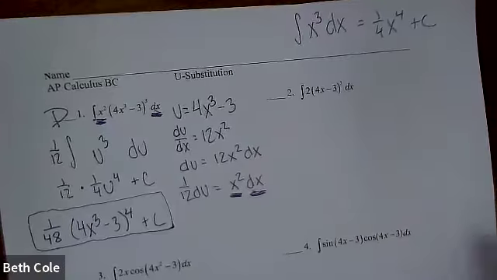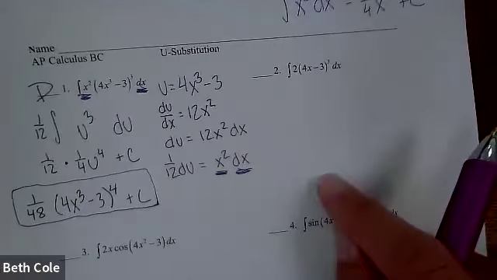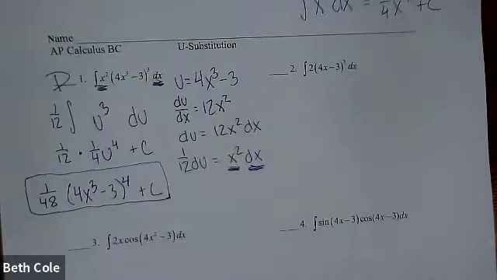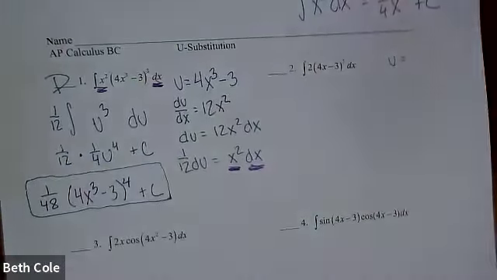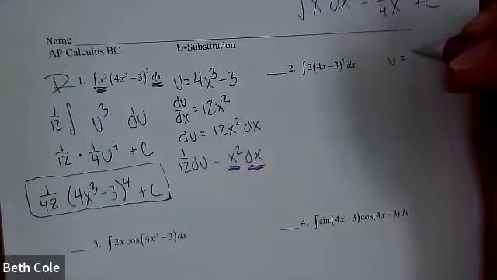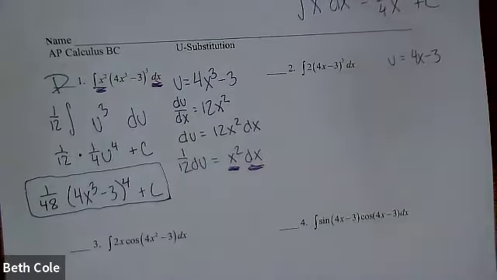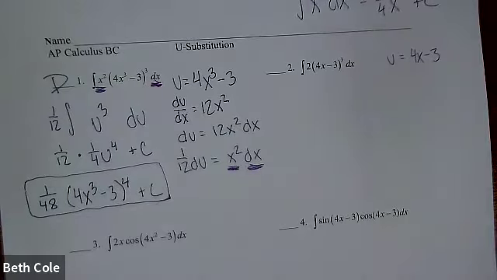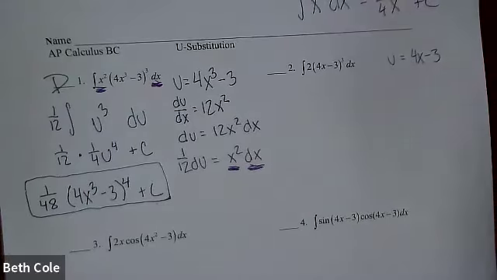All right, let's try another one. Did they not put a plus C? Oh, they did. Okay, I was going to say blasphemy and sacrilege. All right, number 2. What do we want to let u equal? 4x minus 3. And again, if you can't figure out what to let u equal, pick something and go with it. If it doesn't work, try something else. If you're not a giver-upper, you will eventually figure it out, all right?